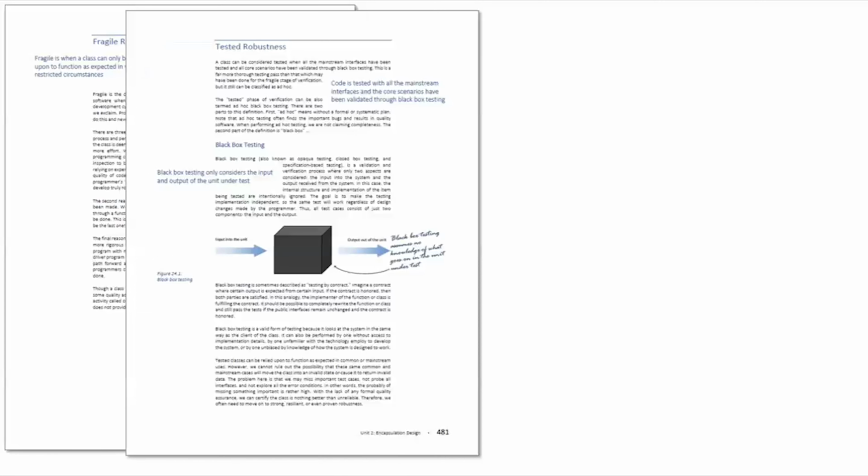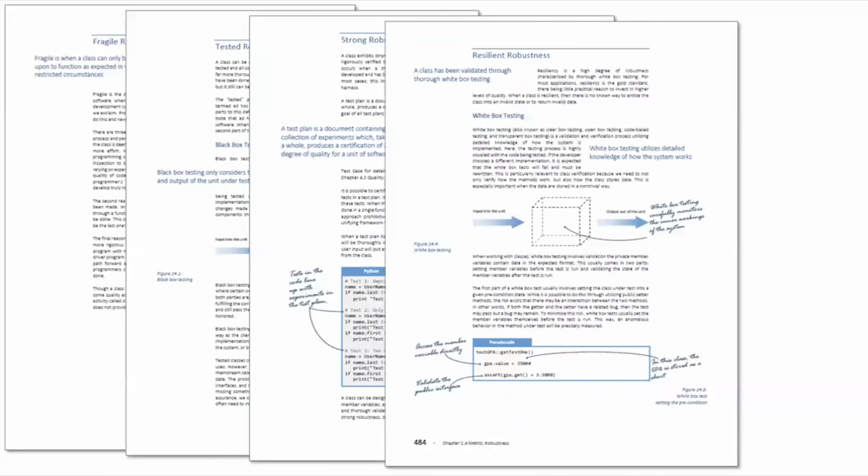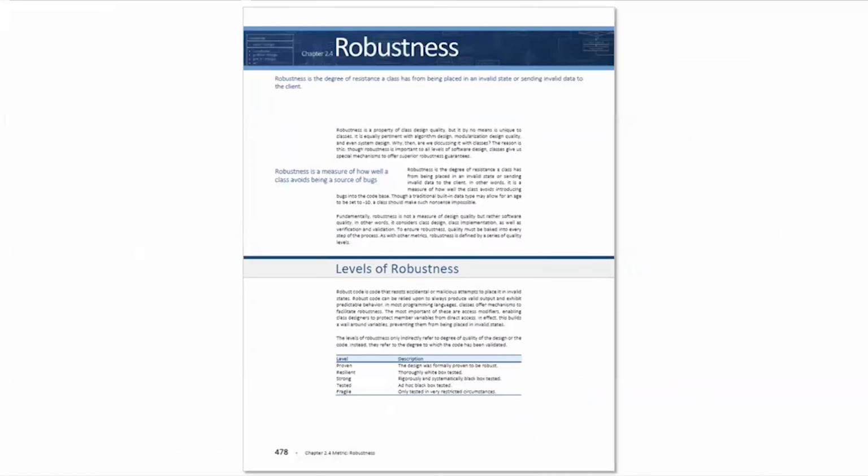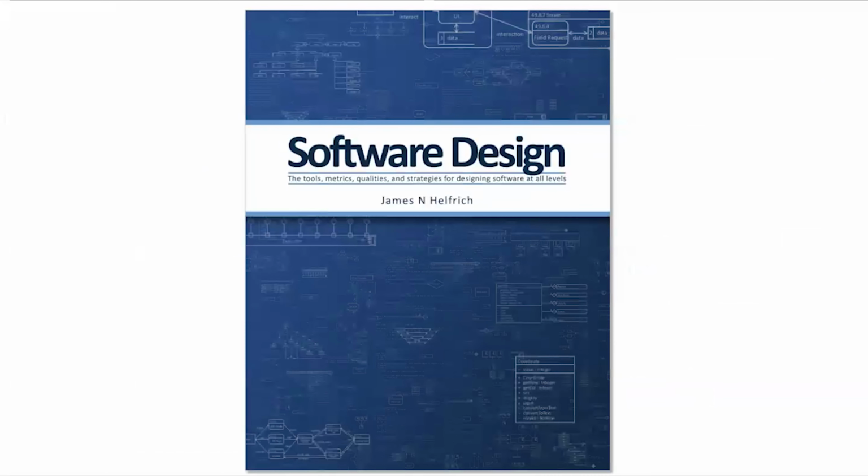Now, we can learn more about this in the fragile, robustness, tested, strong, resilient, and proven sections of the robustness chapter of the software design textbook.